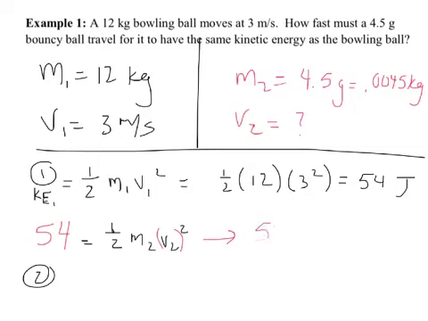So we have 54 times 2 to get rid of the 1/2, divided by m2 equals v2 squared. Again, to get rid of 1/2, you multiply by 2. That's 54 times 2. Divide by m2, leaving you v2 squared. So take the square root at the end to get rid of the square. That'll give us the velocity for the second object. What do you get for the second object's velocity?